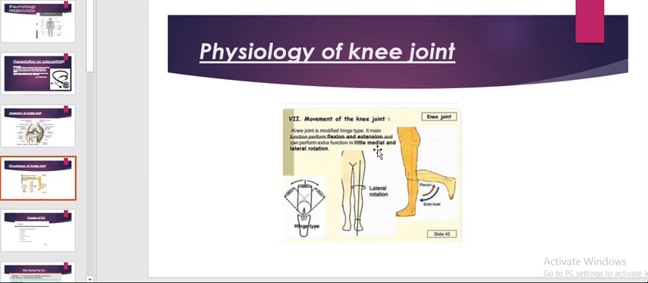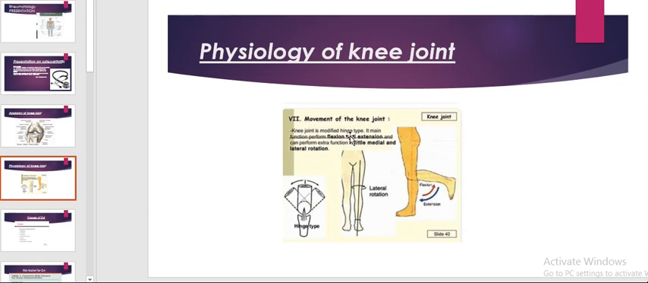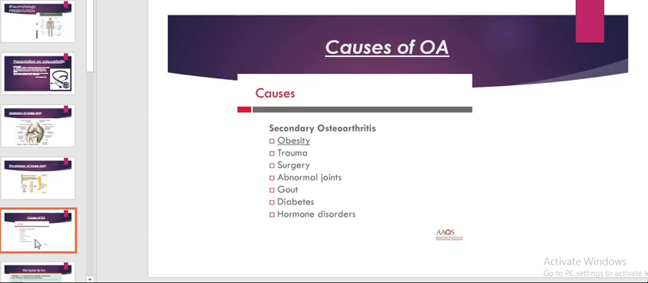So what's the physiology of the knee joint? The physiology of the knee joint is: what are the movements of the knee joint? This is flexion and this is extension, then there is lateral rotation, and it is a hinge type of joint. So these are the movements of the joint. When there is osteoarthritis, this movement becomes very less.